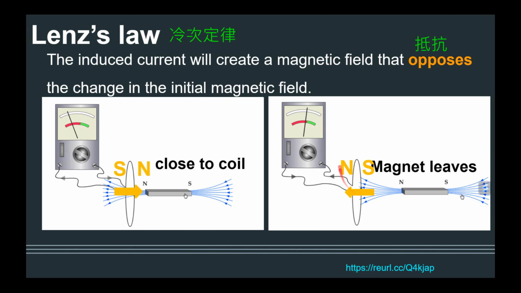So your magnetic field is to the left, so it will generate a current. The induced current goes up and into the galvanometer on the right-hand side here. So this is Lenz's law.